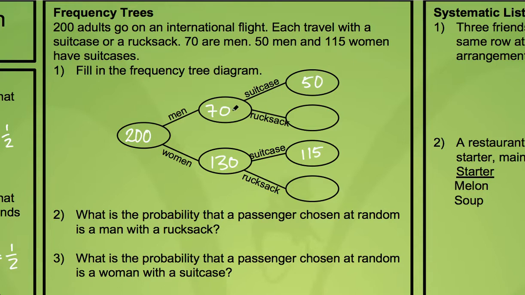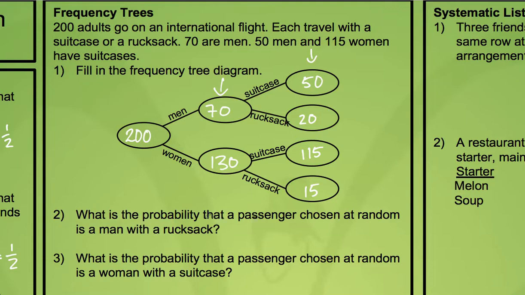That means that those with rucksacks are the remaining 70 minus 50, which is 20, and 130 minus 115, leaving 15 women with rucksacks. We should find with a frequency tree that our answers always add up to the total. So in each line, 130 plus 70 equals 200, and here 50 plus 20 plus 115 plus 15 also adds to 200.